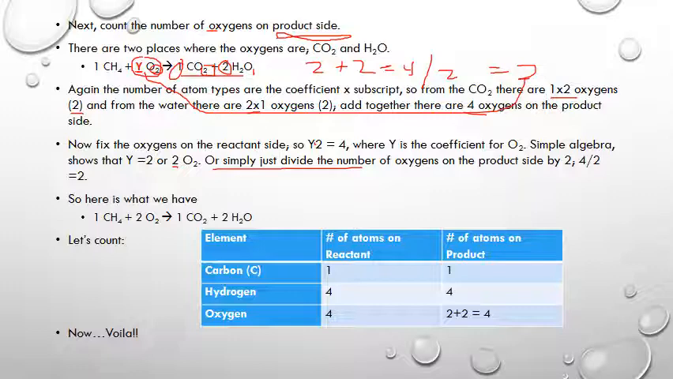So I have 1 carbon on both sides. How many hydrogens do I have? 1 times 4. And 2 times 2 is 4. And I have 2 times 2, 4 oxygens. And then I have 1 times 2 is 2. And 2 times 1 is 2. And so I have 4. And voila, I'm done. Bingo. So let's do some more, so you can follow through, see how it works.